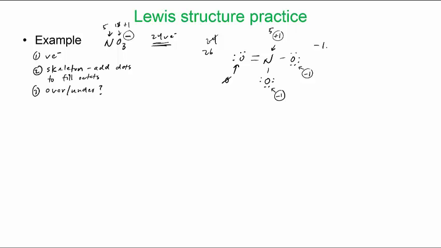Okay, you'll notice that you can actually draw 2 more 100% equivalent structures. So the nitrate ion does something called resonance. So resonance is when 2 or more Lewis structures are 100% equivalent.